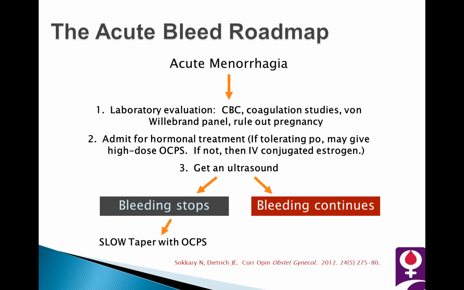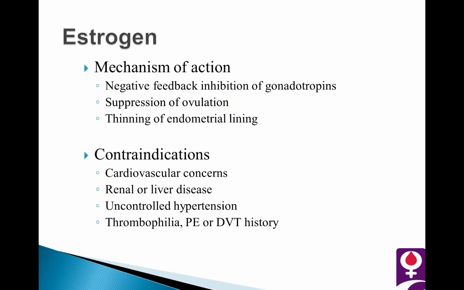So once again, our roadmap. You have a patient presenting with acute menorrhagia. We are going to proceed with a laboratory evaluation, admit for hormonal treatment. We definitely do not want to forget to rule out pregnancy. We're going to get an ultrasound to rule out any problems that might be resulting in bleeding from an anatomic standpoint, such as a polyp. If the bleeding stops, we can easily taper with oral contraceptive pills. But if the bleeding continues, that's when we have to get more serious about different options.